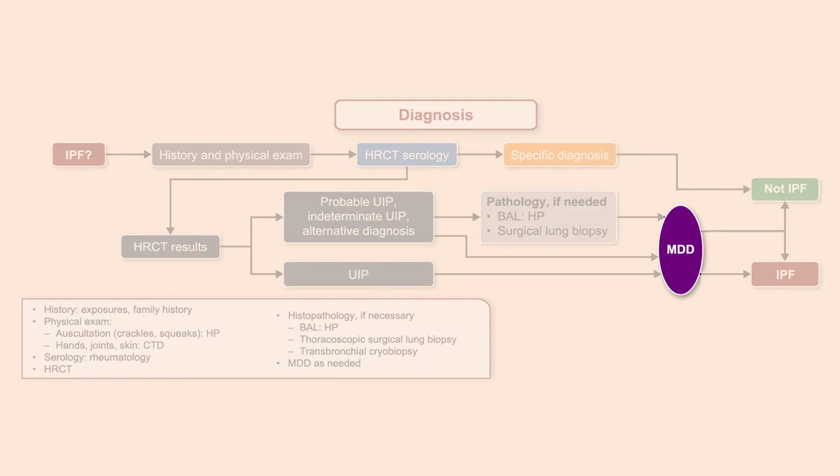If it's UIP, I might get together a group of friends, rheumatologists, allergists, other pulmonologists, and I may talk about this, right? We call that an MDD, a multidisciplinary discussion. And then decide, do I need to do a bronch? Do I need to do a biopsy, right? And if I do, then I can get a diagnosis. If I don't, how am I going to treat this? Is this idiopathic pulmonary fibrosis? Is this not idiopathic pulmonary fibrosis? And if it's not idiopathic pulmonary fibrosis, what is it?